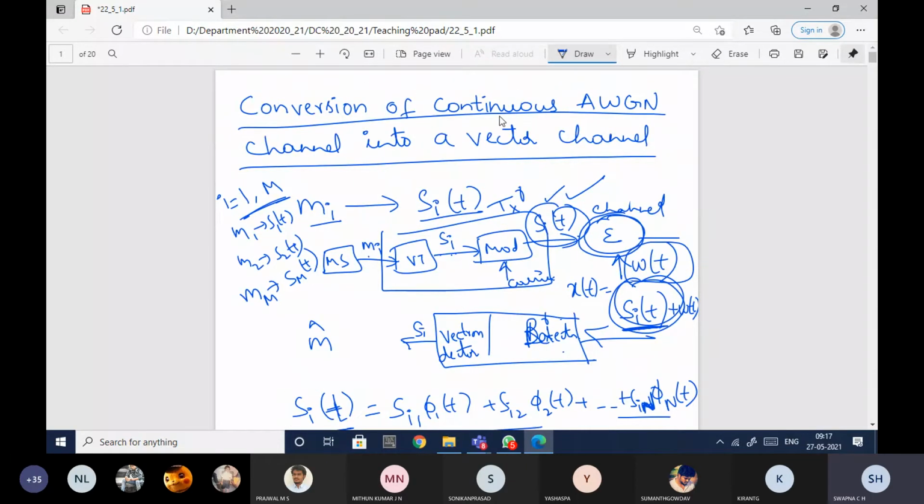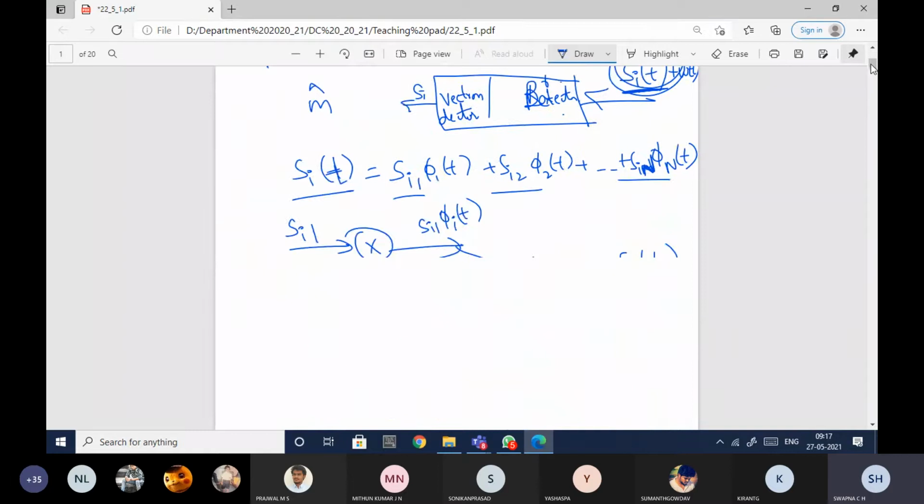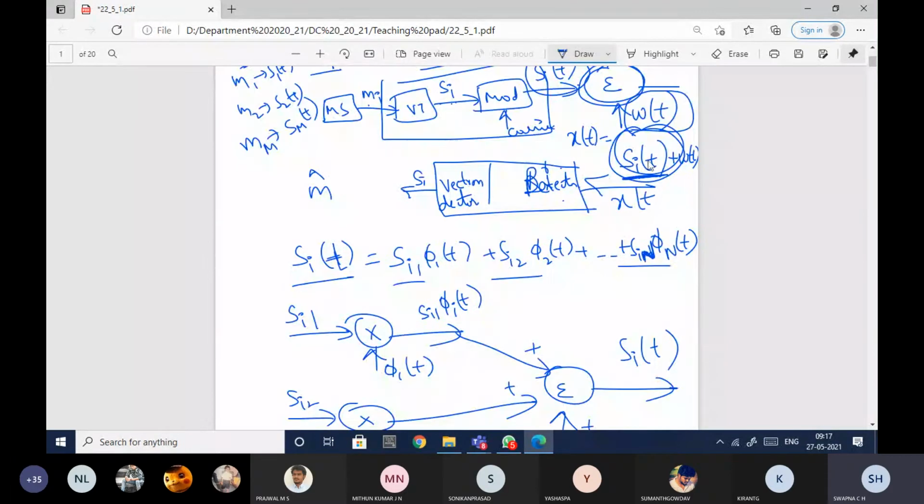Okay, so conversion of continuous additive white Gaussian noise channel into a vector channel. So here what is happening, the receiver is receiving X of t instead of Si of t. Okay, this X of t should be converted to Xj. Okay, so that is what I need to find here. Instead of Si, I need to find Xj. Si was the thing I needed to get here, but instead of Si, I'll get Xj. That is the only difference.